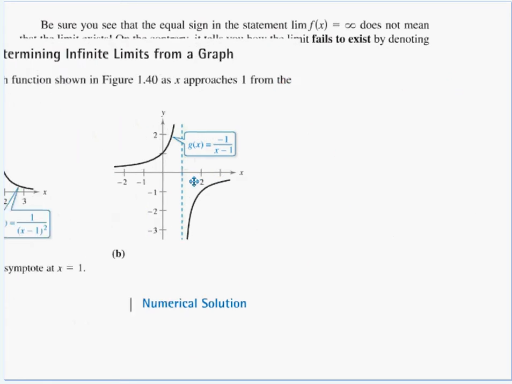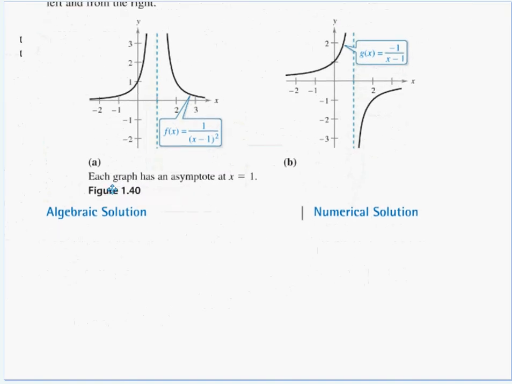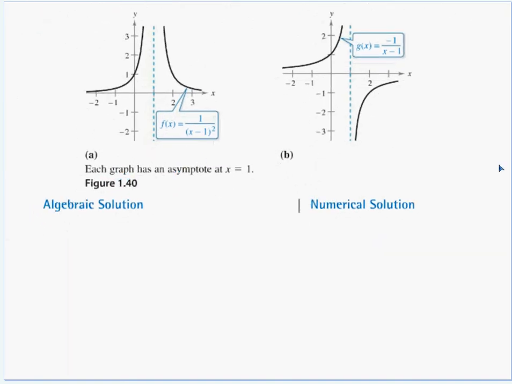And here it says, numerical solution. I'm going to show you something else. These problems, as you approach an asymptote, like I said before, you either must go up or down to positive or negative infinity. You can't touch or cross them.